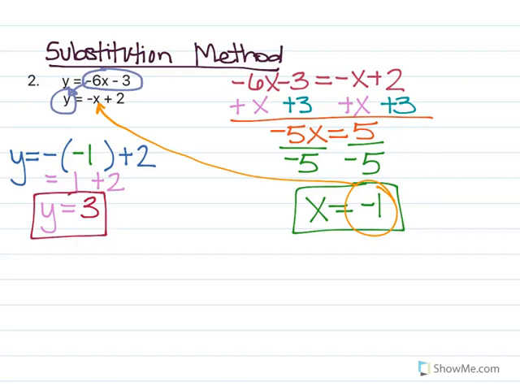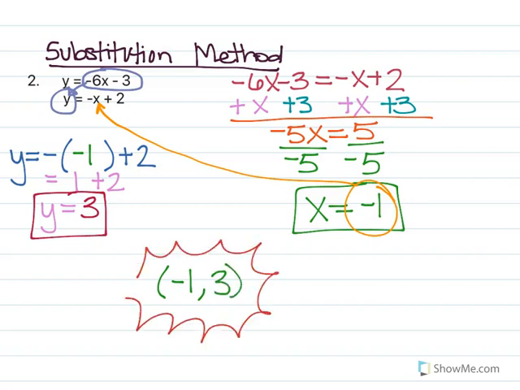And when I put these two things together, I will end up with my final answer of negative 1, 3 as an ordered pair. And that is my solution. That is where these two lines are going to intersect. And that's going to conclude your notes for today.